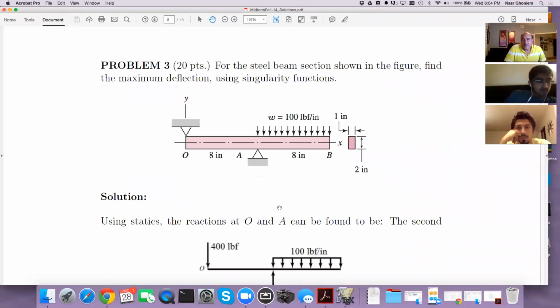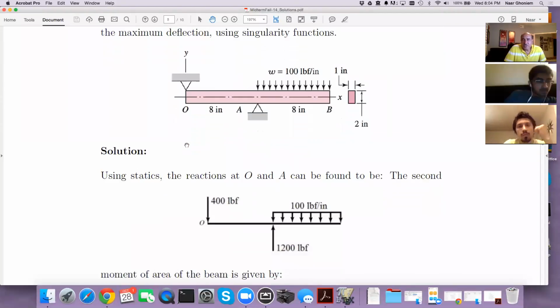Next problem is a problem of deflection. In the deflection problem, we have a beam. It has a uniform load, and it has a simple support at point A, and then another one at point O. And then we want to find the deflection.